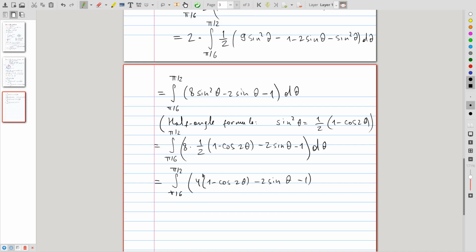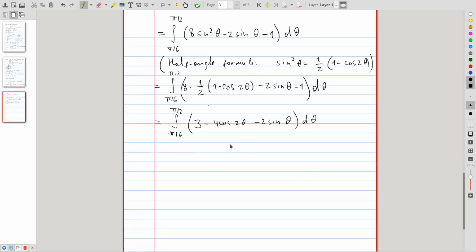And then note that we can simplify further. We can distribute this product again. So we'll get 4 times 1, so that's 4, minus 4 times cosine of 2 theta, minus 2 sine theta, minus 1. And so I can combine the minus 1 with the 4 to get 3 minus 4 cosine 2 theta minus 2 sine theta. And so this is the integral we can evaluate by integrating each term individually. So let's see what that gives us.